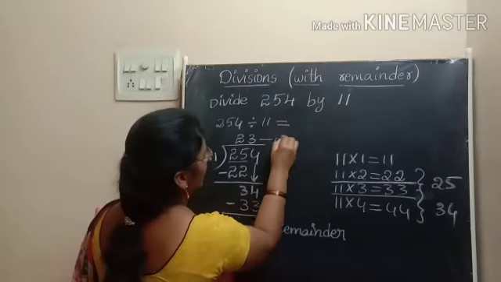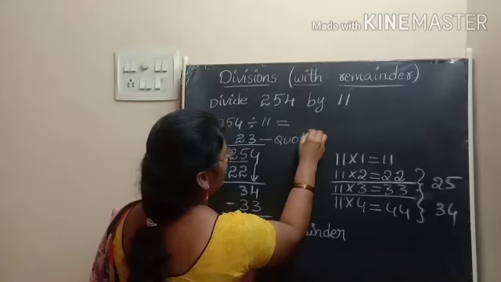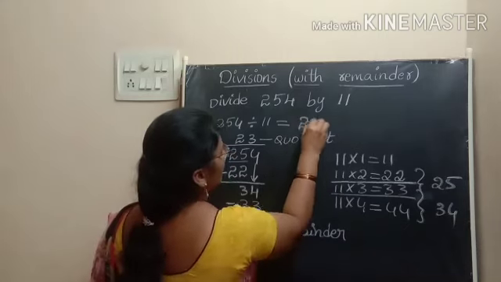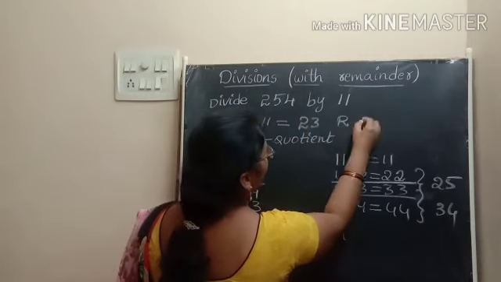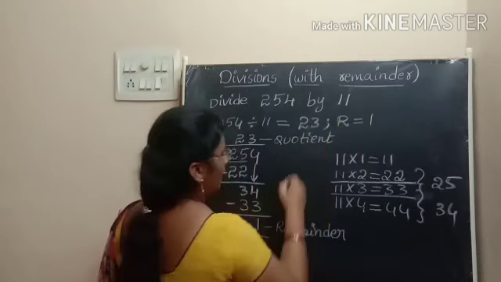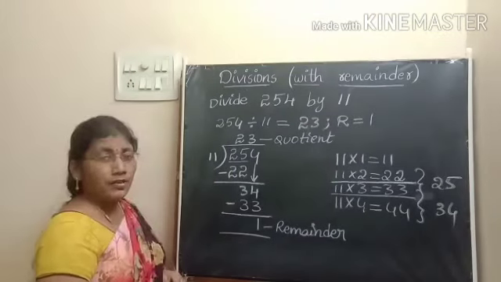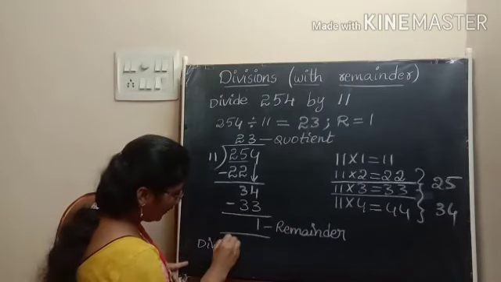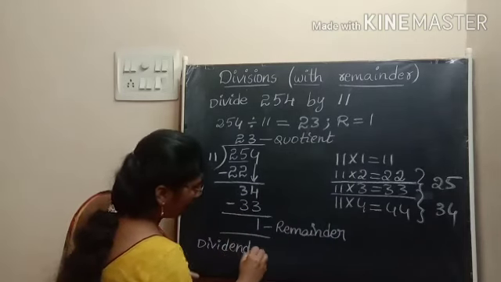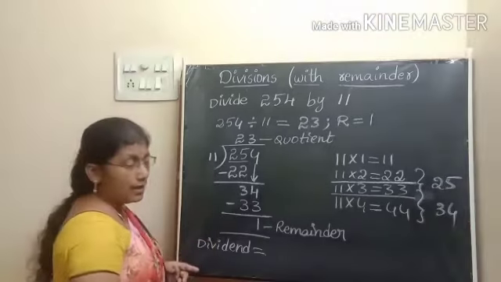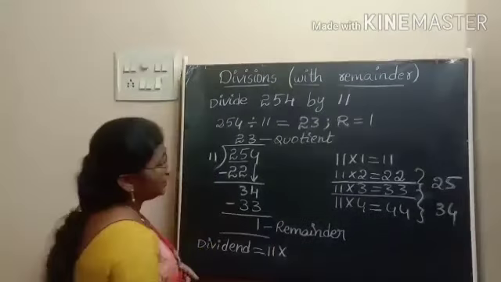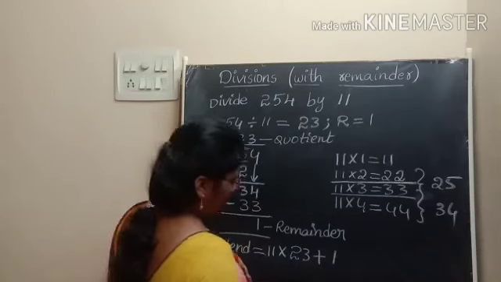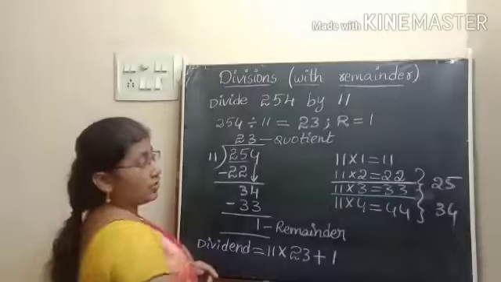And 23 is the coefficient. So, our answer is 23 with remainder 1. By checking this operation, we can get: dividend is equal to divisor times coefficient plus remainder. What is the divisor? 11. The coefficient is 23, plus remainder 1.